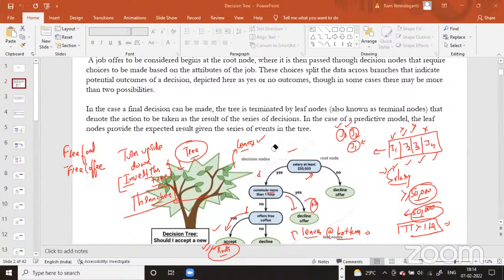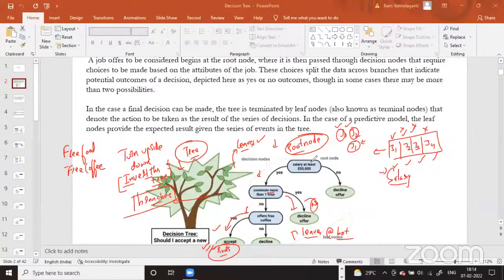Now what do we have to understand here? Salary is my root node. Salary is the most important criteria in my decision tree, therefore I'm going to call it the root node. Then commute time and free coffee, I can call these features my branch nodes.